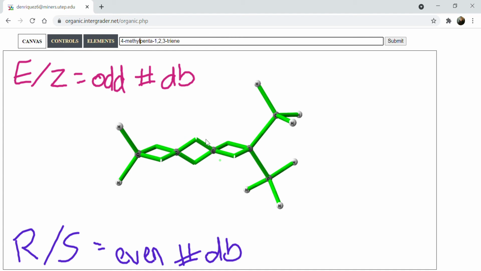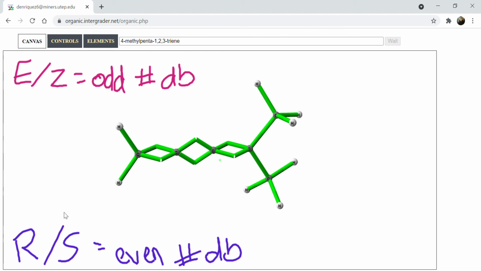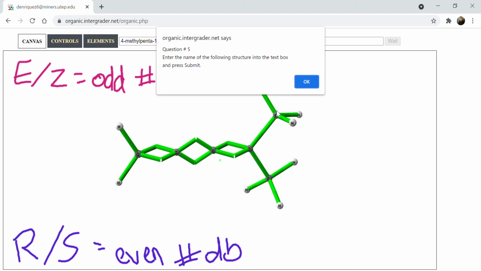We're doing odd numbers, so we're not doing even. We have an odd number of double bonds. So actually we're doing E/Z conformations, so that's why these are the same priority, these are the same priority. So either way, we're good to go. Now if we had a methyl here and a hydrogen here, then we would have an E or a Z.